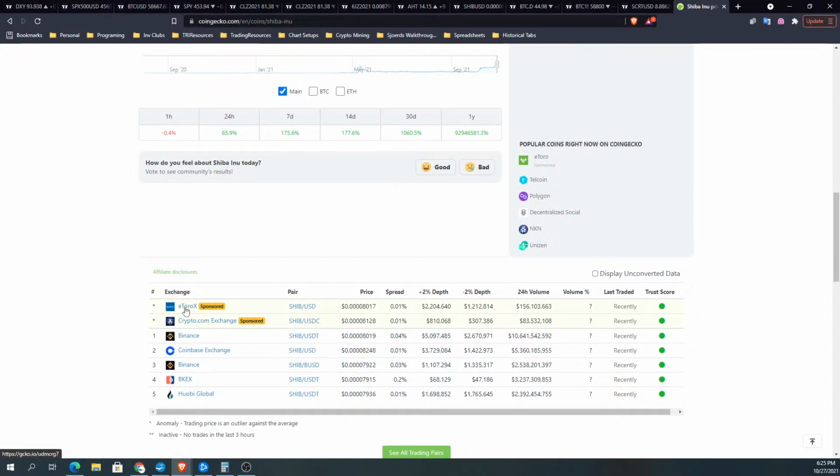Interesting, eToro is where a lot of the buying pressure is coming in. Crypto.com, isn't that the old MCO? Isn't that MCO or is that something else? That was different. Oh, interesting. Look at that 24-hour volume, though. It's not even close. Binance is the ruler of the universe here.